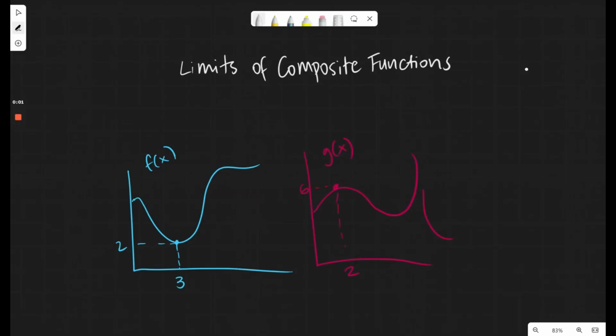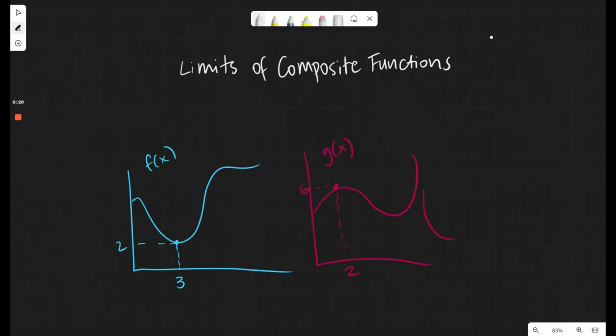Okay, so as you can probably tell from the title of this video, this is about the limits of composite functions. So these can be a little tricky. Sometimes they come out really nicely and sometimes they don't. And I'll show you both cases. So first off, we'll look at these nice continuous functions.